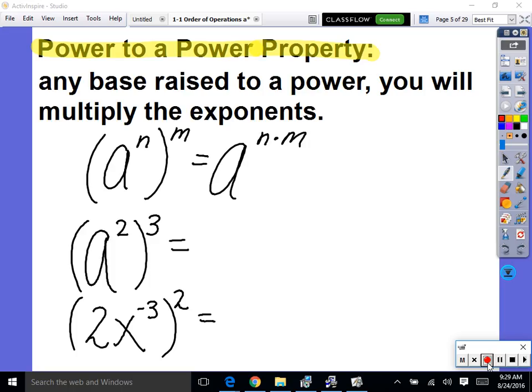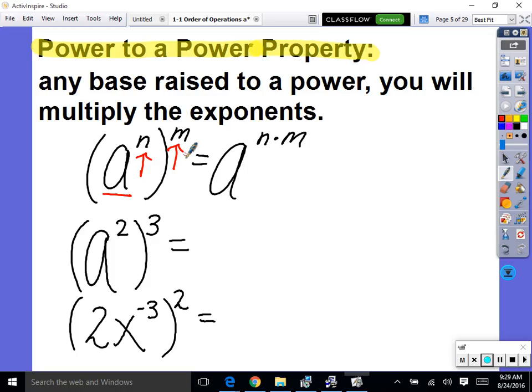So this is the final property of exponents. I call it power to a power. So in my song I said, when you multiply, you add. When you divide, then you subtract. Raise a power to a power and you multiply. So we have a base raised to a power and we're raising it to another power. Does everybody see how this is a power raised to a power? Yes or no? Okay, so then you multiply.